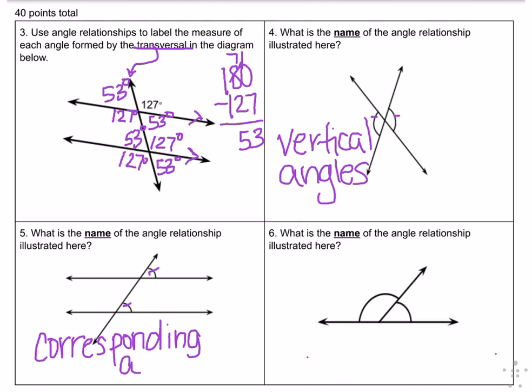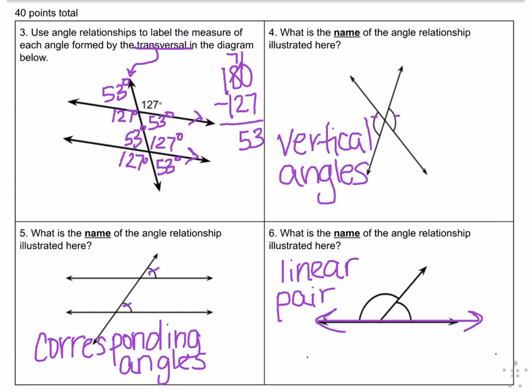And number 6. What is the name of the angle relationship here? So I saw some people write supplementary. If we wanted to describe these two, you could say that they are supplementary because they do add to give you a sum of 180 degrees if this is a straight line. But the best way to give them a name would be to say that they are a linear pair. Because they lie on the same line, on this line right here.